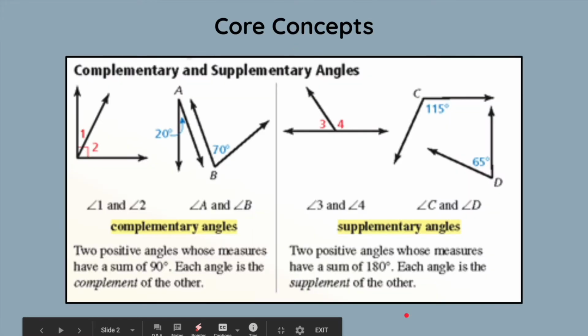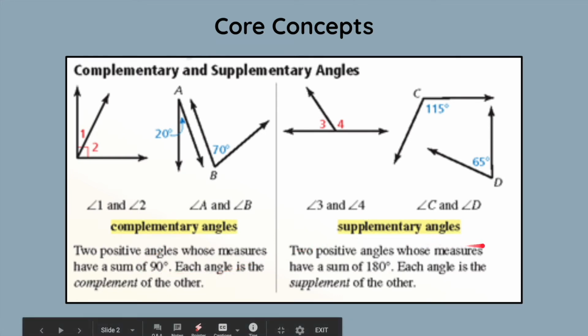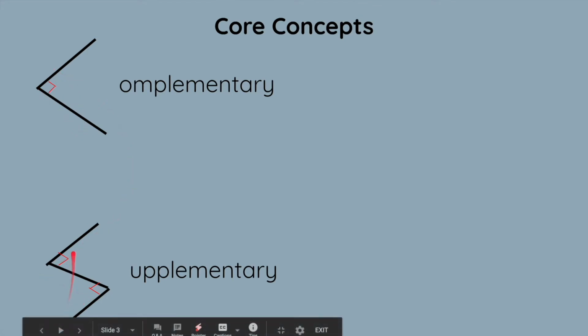So starting off with some core concepts, we have complementary angles and supplementary angles. Basically, the main differentiation is that complementary angles are two angles that have a sum of 90 degrees and supplementary angles are two angles that have a sum of 180 degrees. So this is a fun way to distinguish the two types of angles. For complementary, we have a C, and the C has one right angle. However, the S in supplementary makes two 90-degree angles, otherwise known as 180 degrees.